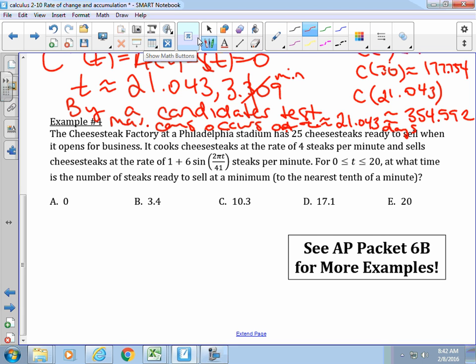The cheesesteak factory at Philadelphia Stadium has 25 cheesesteaks ready to sell when it opens for business. It cooks cheesesteaks at a rate of 4 steaks per minute, and it sells cheesesteaks at a rate of 1 plus 6 plus sine of 2 pi t over 41 steaks per minute. For 0 to 20, at what time is the number of steaks ready to sell a minimum to the nearest tenth of a minute?